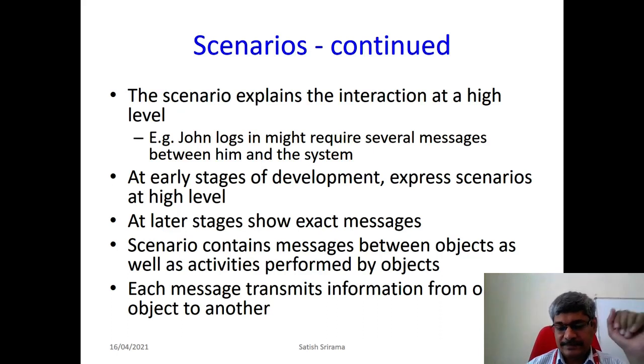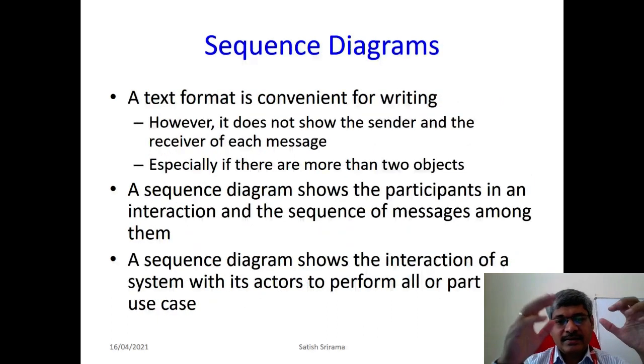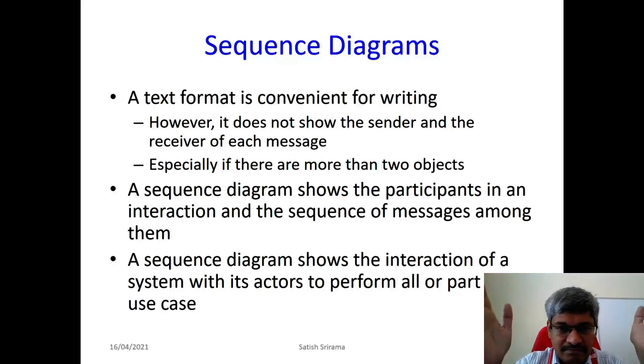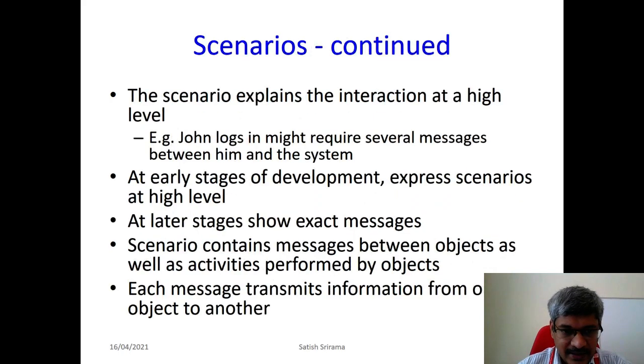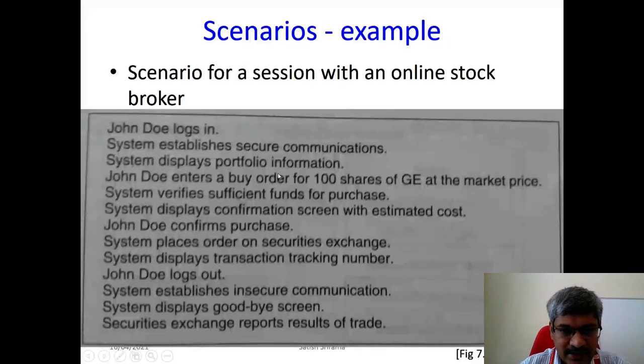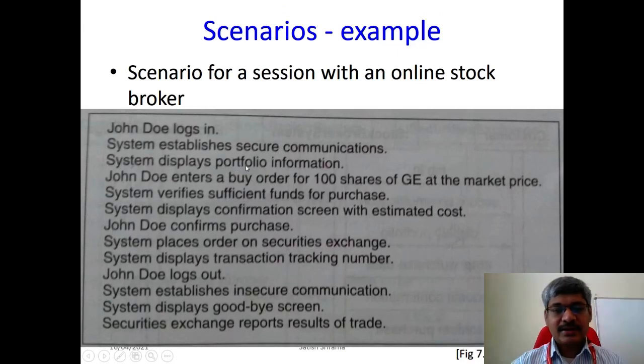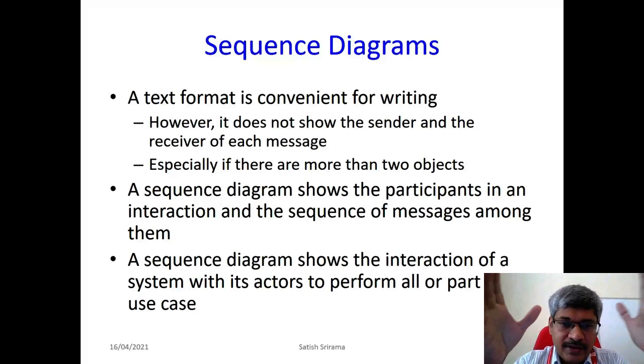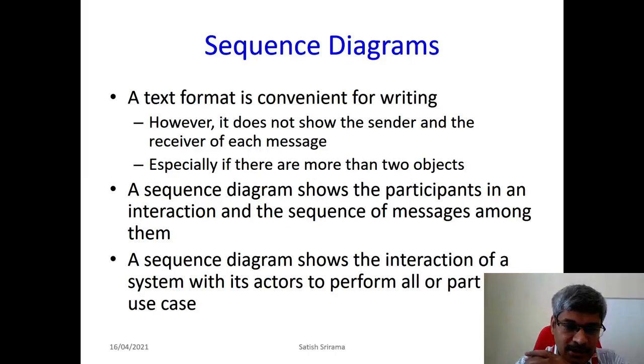Now, a text format is convenient for writing. However, it does not show the sender and the receiver of each message. We were discussing this and looking at each and every sentence, trying to see where the invocation is happening and which objects are actually participating. So it is not always obvious. Especially if there are more than two objects, it becomes pretty difficult to figure out which objects are communicating. That's the problem with these scenarios.